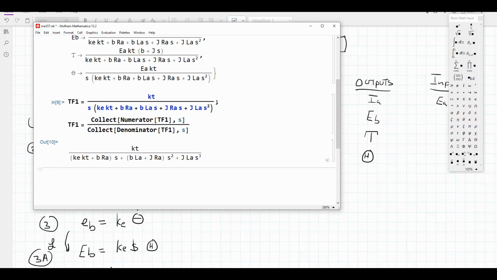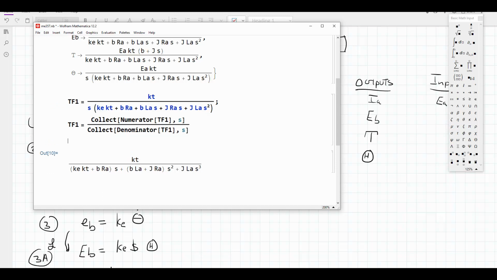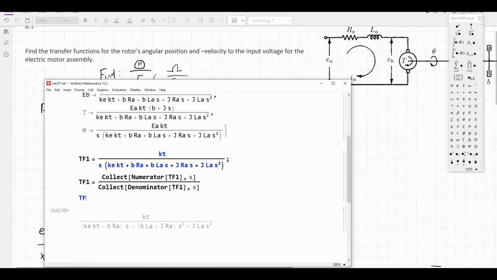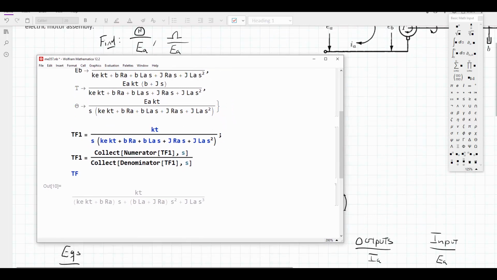But I also want that second transfer function. Remember from going back up here, I want omega over EA. But omega is the time derivative of theta. Angular velocity is the time derivative of angular position. So what I can do, as I've done in previous examples, is take TF1, which is theta over EA, and if I multiply it through by S, well, S times theta is omega. So the numerator is going to then be omega.